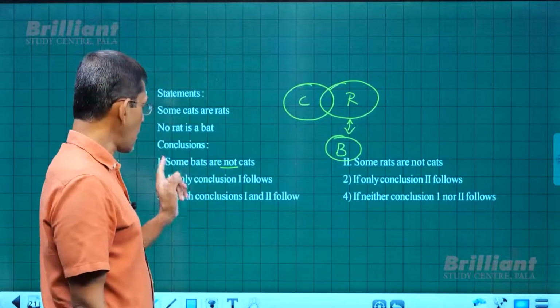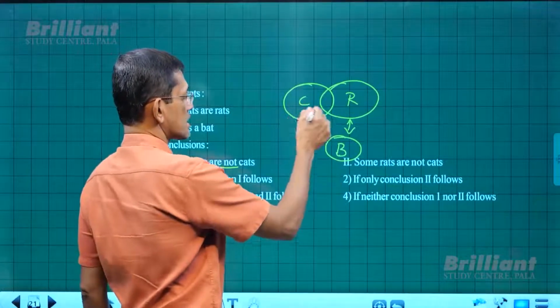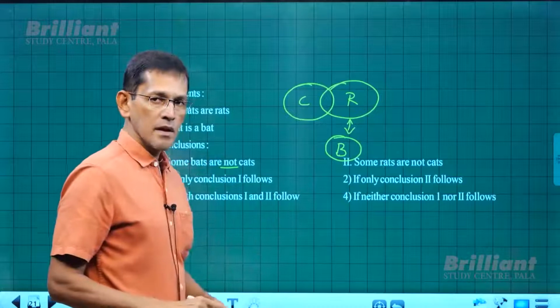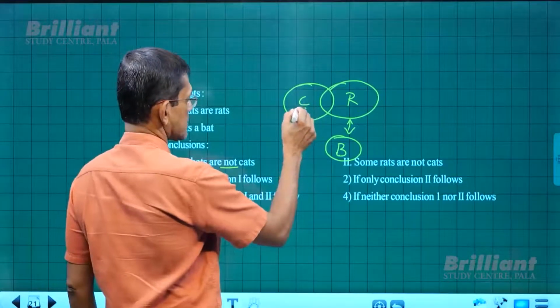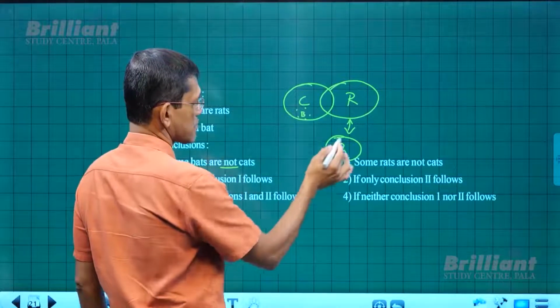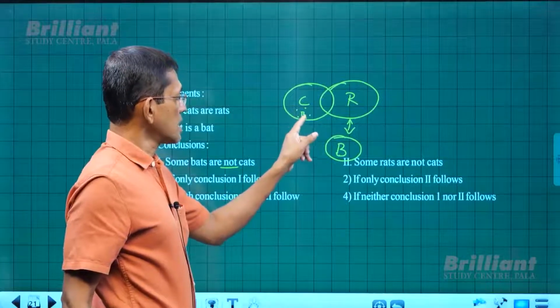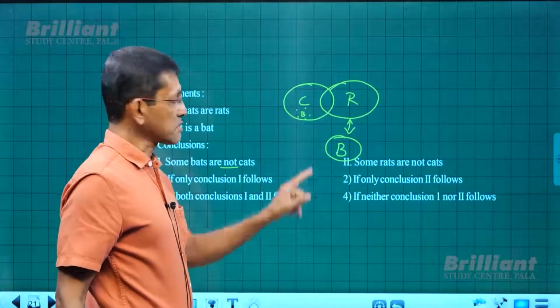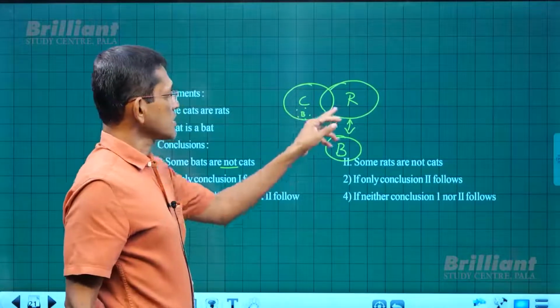all bats are cats. So all bats have to go inside cats. When you draw a new diagram, all bats must be inside cats. If all bats are inside cats, is that okay? The bats are not supposed to intersect with the rats. So in this case, bats are here. The bats are not intersecting with the rats. Bats are intersecting with the cats. That's okay.